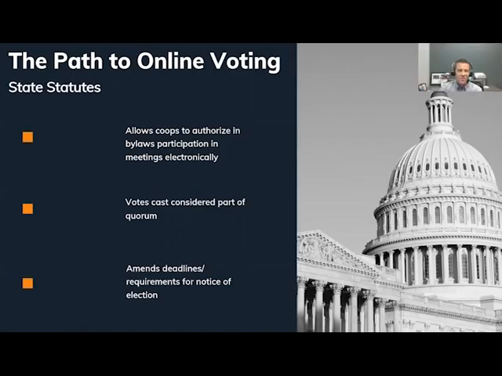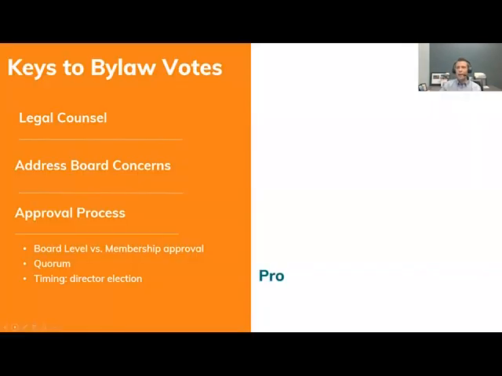Thank you, sir. So once the legislation process takes place, and say that now the state allows electronic voting, what the next step typically is, amending the bylaws, right? So can you help outline what are some of those key components of updating your bylaws or bylaw votes in general?